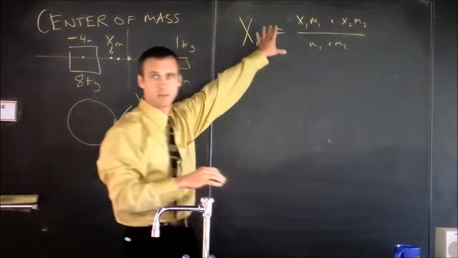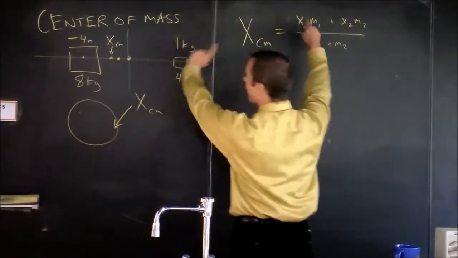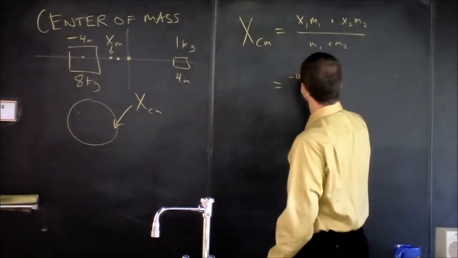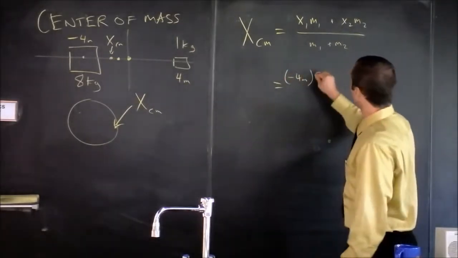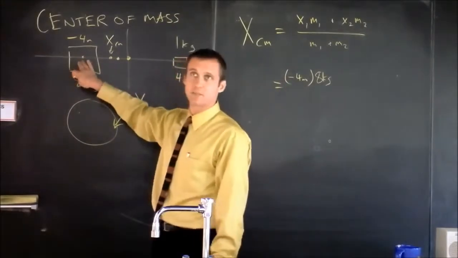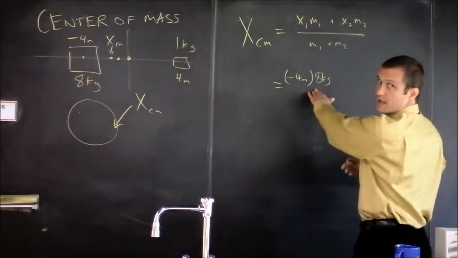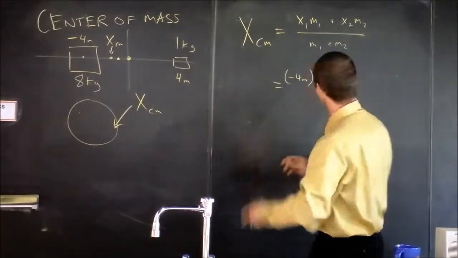This is a simple example of the equation for just two objects. Let's plug in some numbers. x1 finds itself at -4 meters. We take that and we multiply it by 8 kilograms. One way of looking at this is that we're weighting this box heavier because it actually has more mass. It is more significant in the equation. That's what I mean by saying weighting in this context.